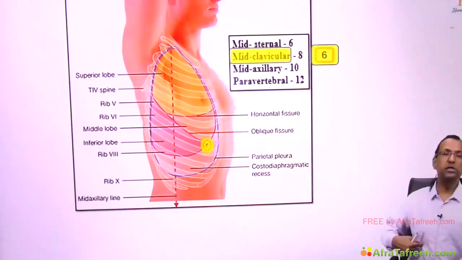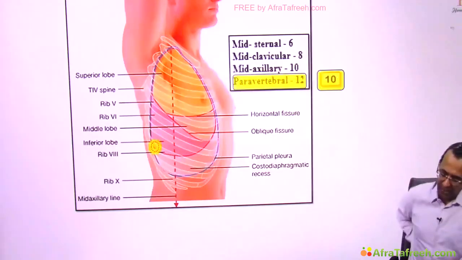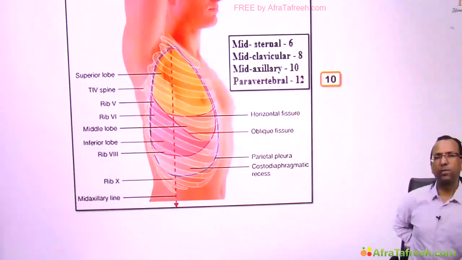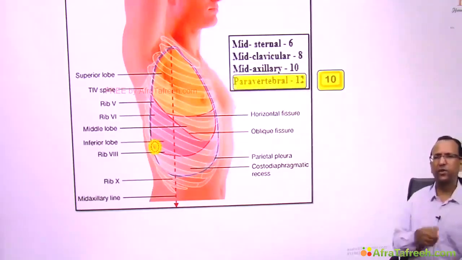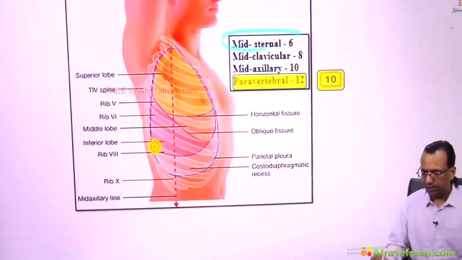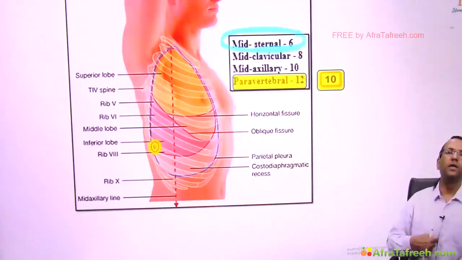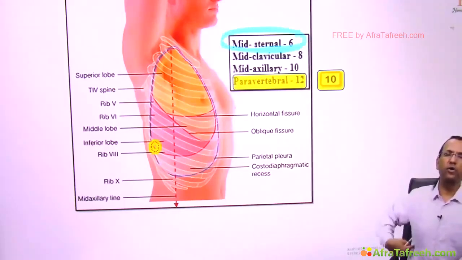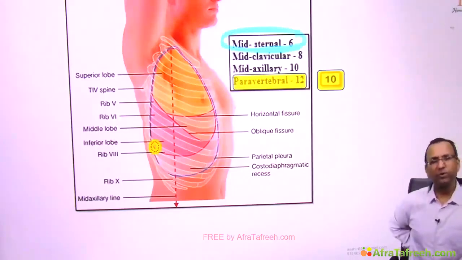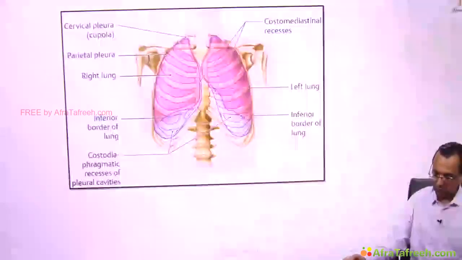So in the mid-axillary line, it is now the 8th rib, 2 ribs higher than the pleura. And in the paravertebral line, it is the 10th rib, 2 ribs higher than the pleura. Yes. Instead of doing all that, just remember that lung and pleura are at the same level in the mid-sternal line, the 6th rib. After that, the lung remains 2 ribs higher each time. Just remember the pleura, and for the lung you can derive minus 2, minus 2, minus 2. But in the mid-sternal line, it was the same.